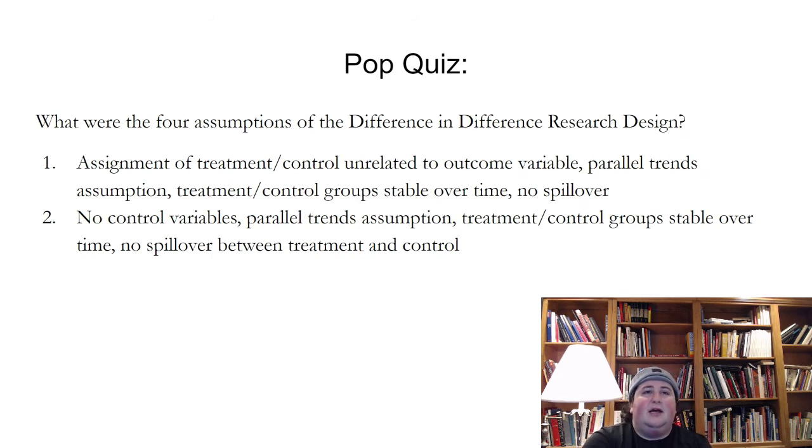And we have multiple choice. Option 1: assignment of treatment and control group unrelated to the outcome variable, parallel trends assumption, treatment and control group stable over time, and no spillover. Or option 2: no control variables, parallel trends assumption, treatment and control group stable over time, no spillover between treatment and control. Is it 1 or 2? So the answer is it's 1, right? Because we're allowed to have control variables, but we're not allowed to have assignment of treatment and control related to the outcome variable.